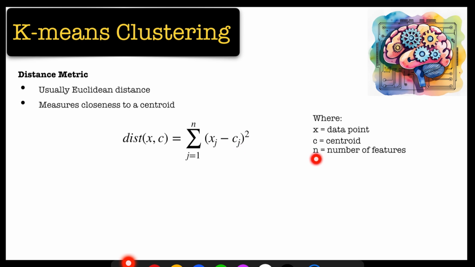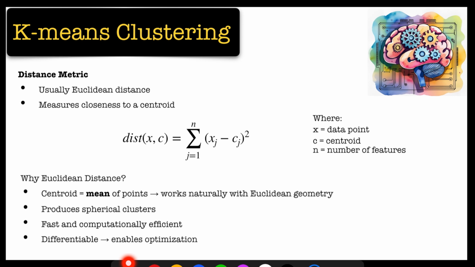So here let's say n is the number of features in the input. That means we are talking about an n-dimensional scenario. So j equals 1 to n. That means for all the features or all the dimensions, we are calculating the squared distances, (xj minus cj) whole square. This is the Euclidean distance.